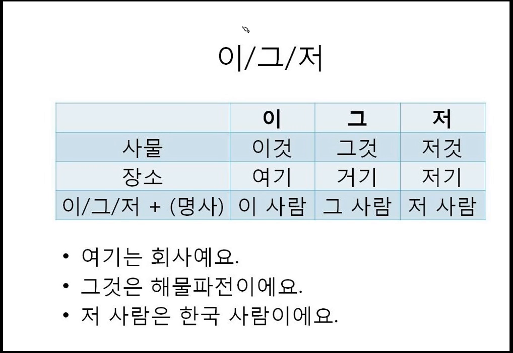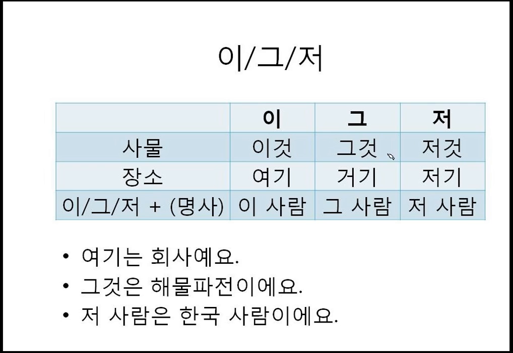Let's start with the expressions 이, 그, 저. These expressions are used when you are indicating 사물, which is an object. If you denote a certain object or things or stuff, these expressions are used. 이것 is this in English, 그것 is it, 저것 is that. When the object is close to the speaker, 이것 is used. When the object is close to the listener, 그것 is used. However, when the object is far from speaker and listener, 저것 is used.